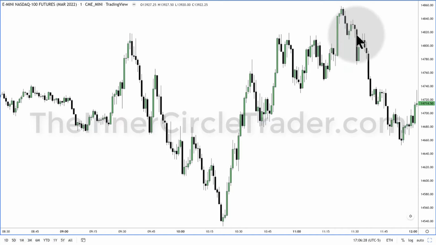Now the market's going to be doing what? Offering sell side liquidity. What's that mean? It's going to start going lower and attacking the sell stops. All the sell side liquidity. It's offering it to the marketplace. That's what's happening. That's what the algorithm is doing.